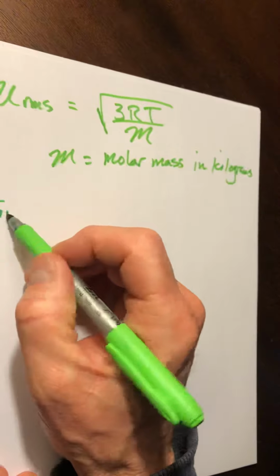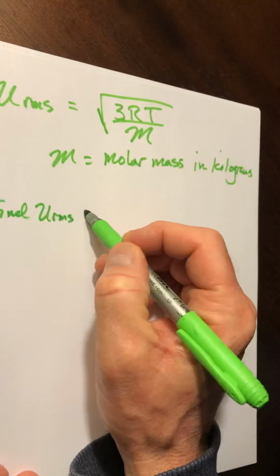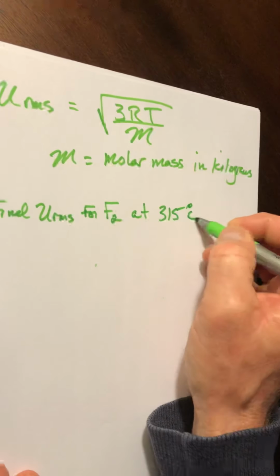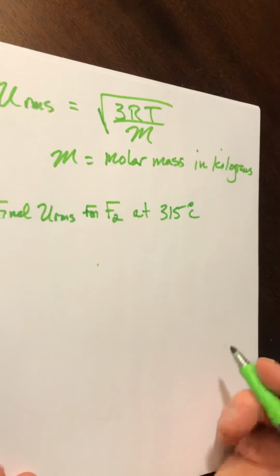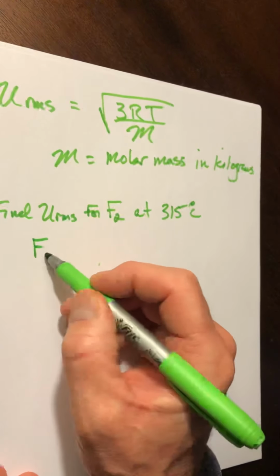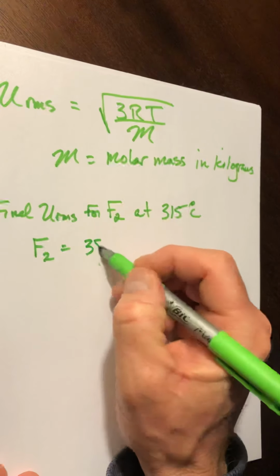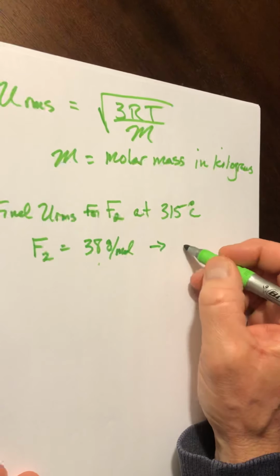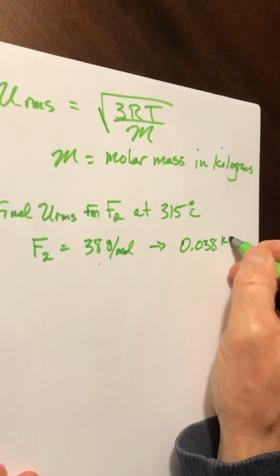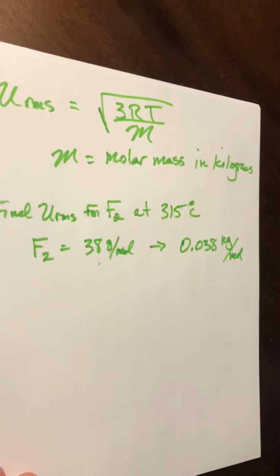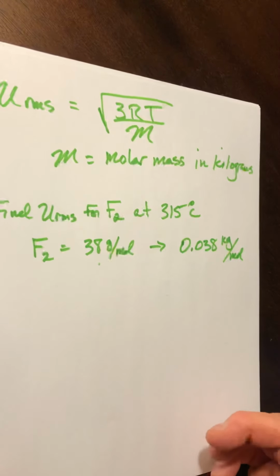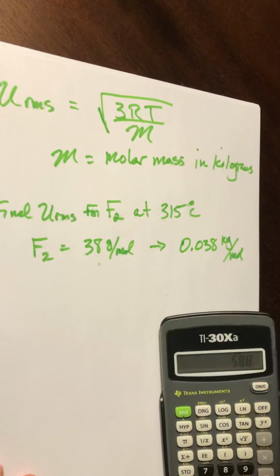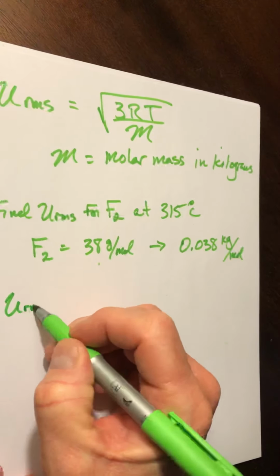So find u_rms for, I don't know, let's go with fluorine gas, F2, at 315 degrees Celsius. Fluorine, the molar mass is 19, so F2, molar mass is 38 grams per mole. But to use this, we have to put it in kilograms, which will end up then being 0.038 kilograms per mole. We then plug it into the formula. 315 Celsius is 588 Kelvin.